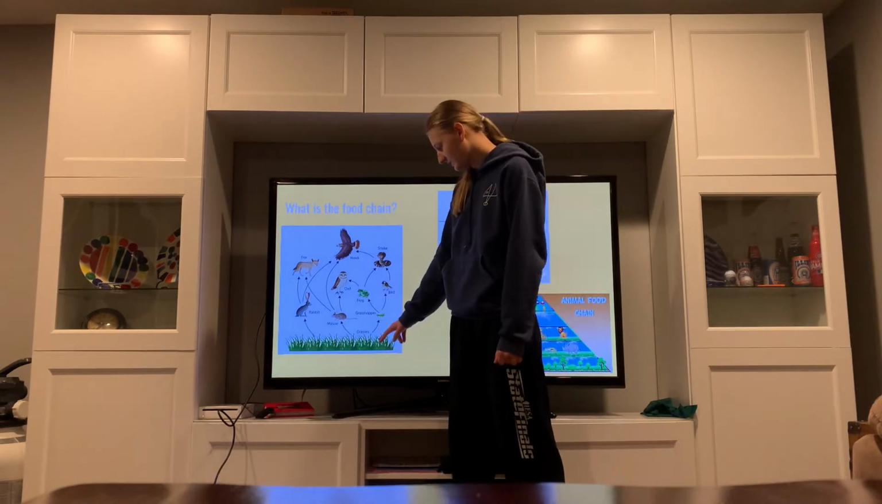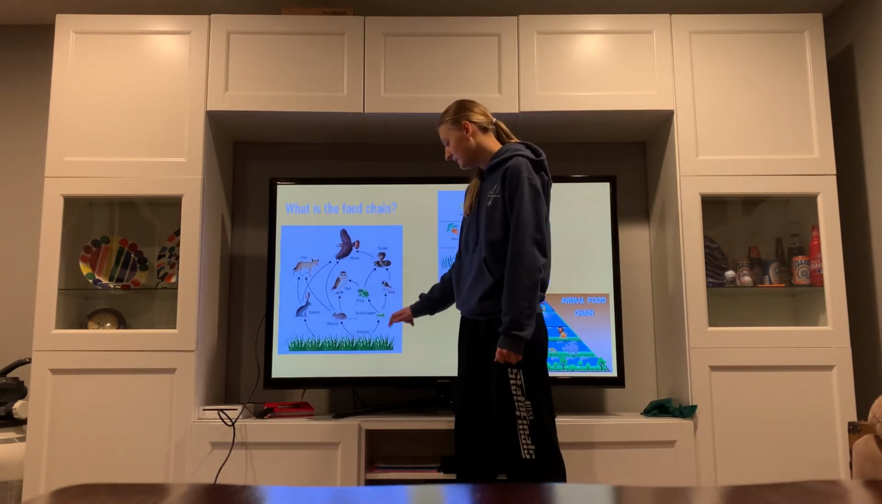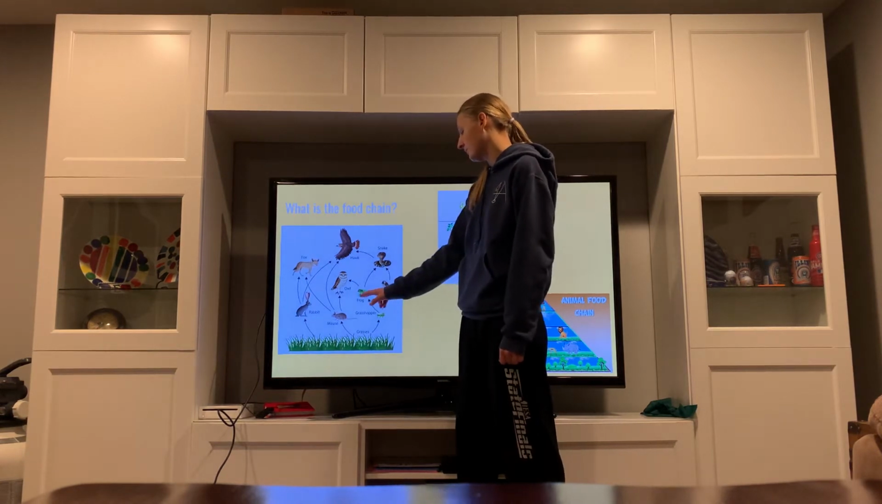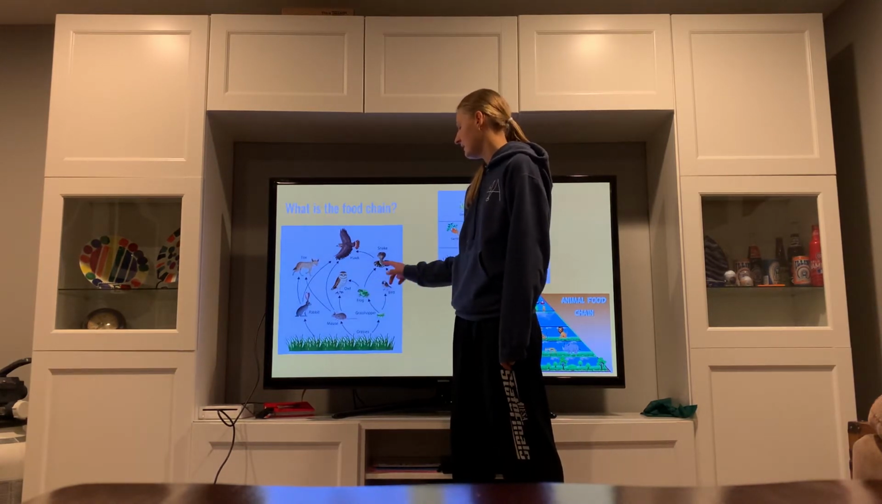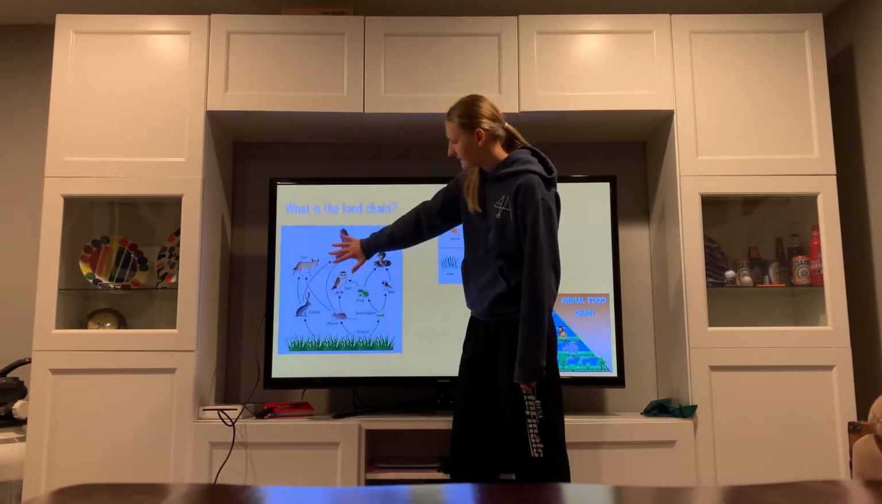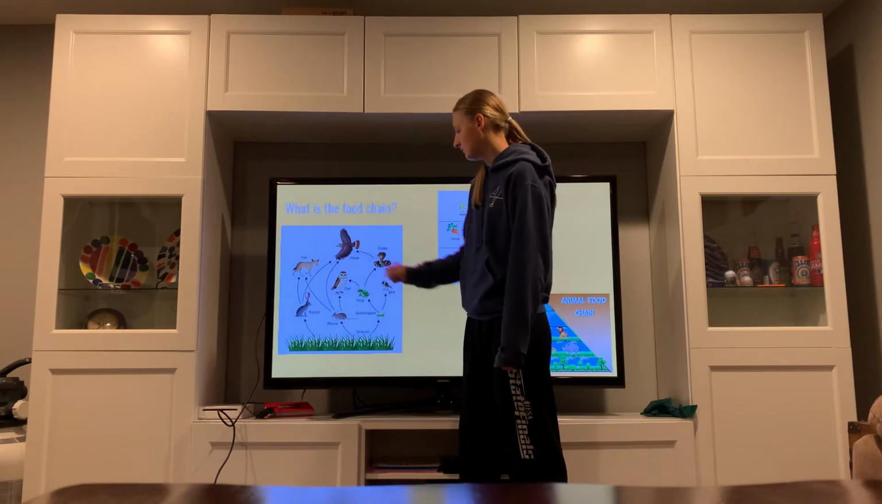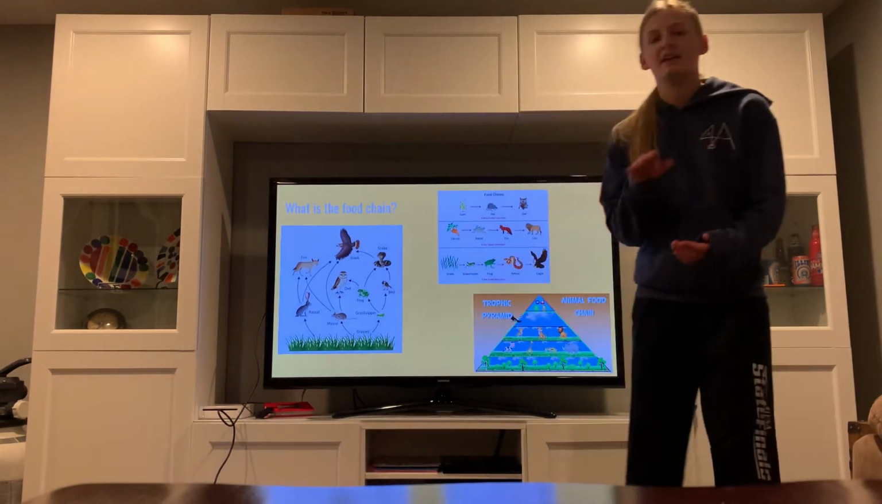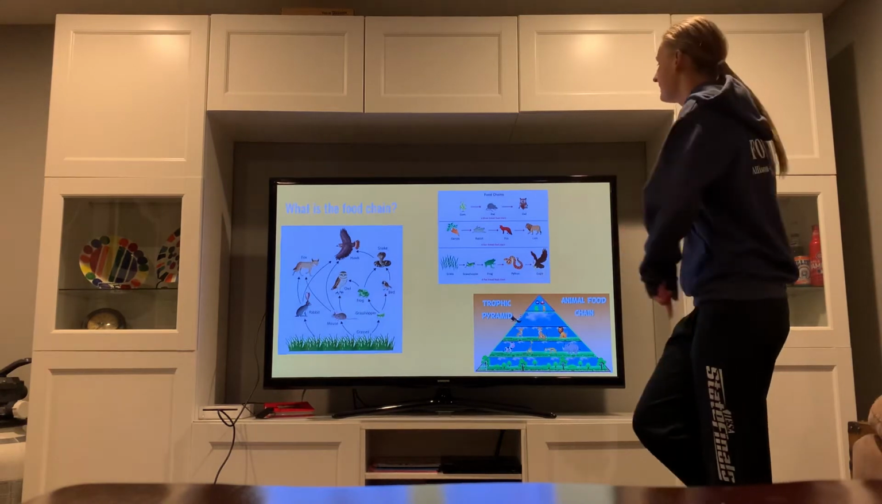The grasshopper eats the grass, the bug or bird eats the grasshopper, the snake either eats the bird or the frog, and the hawk finally eats the snake. In this scenario, the hawk and the fox are the ends of the food web.